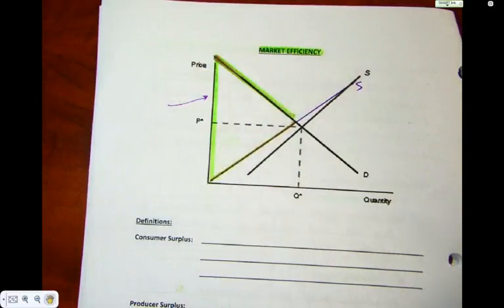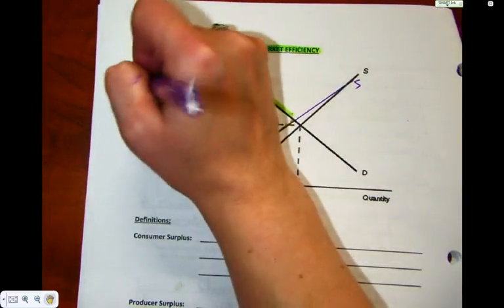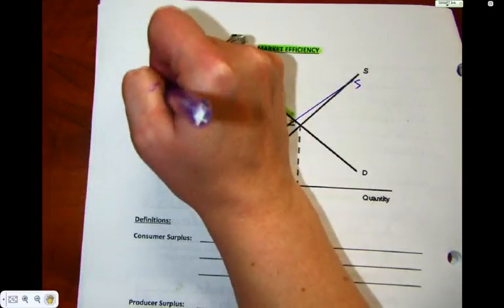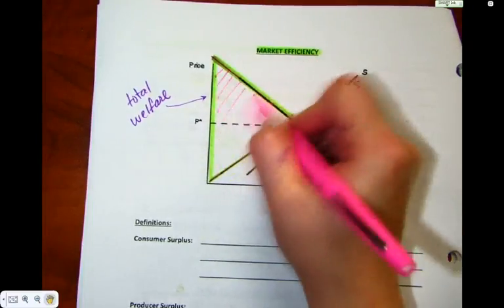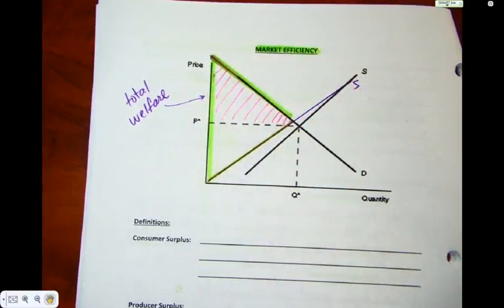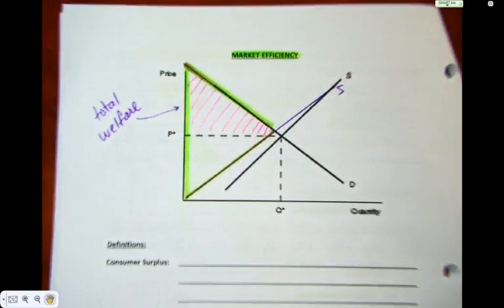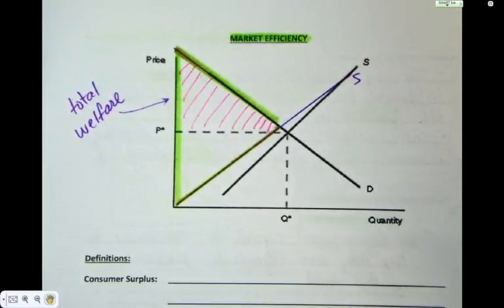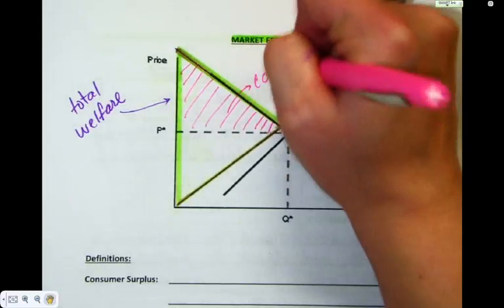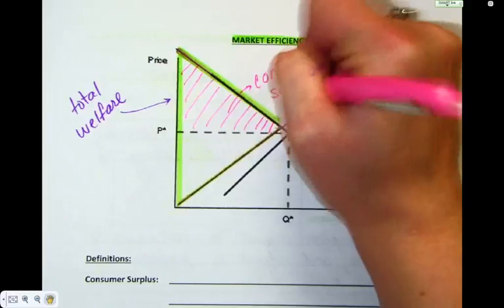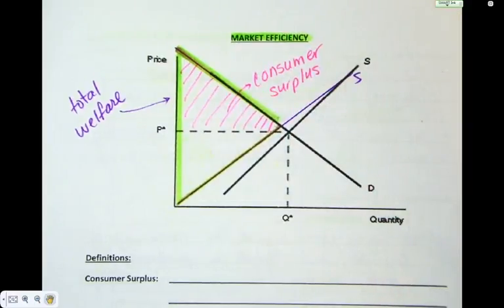What this triangle represents is called the total welfare of the economy, and I'll give you a definition of that in a second. Total welfare of an economy. And I'm going to shade in the top half of that big triangle. The top half is called consumer surplus. Again, I'll give you a definition in a second. Consumer surplus.